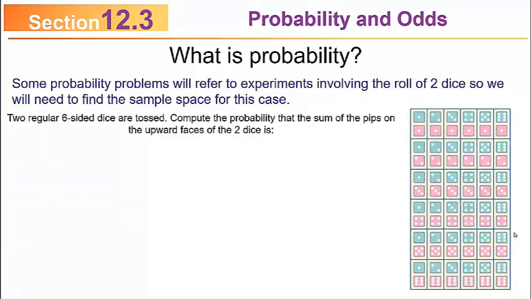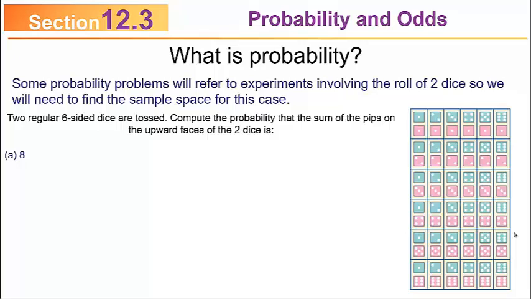Let's take this example. Two regular six-sided dice are tossed. Compute the probability that the sum of the pips, those little dots are called pips, on the upward faces of the two dice is, and we'll do a couple of variations. Let's say first of all 8.